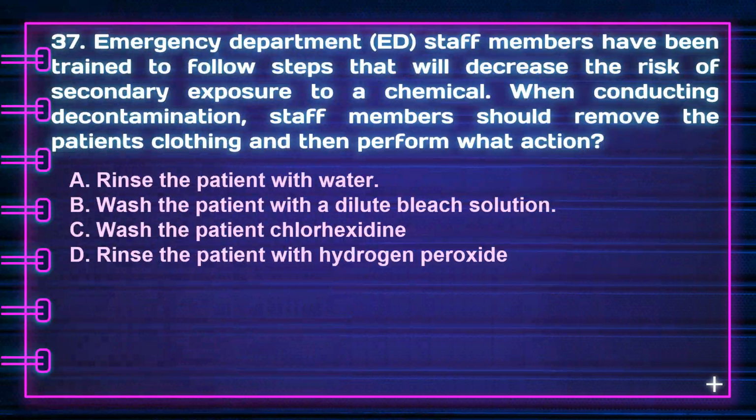37. Emergency department staff members have been trained to follow steps that will decrease the risk of secondary exposure to a chemical. When conducting decontamination, staff members should remove the patient's clothing and then perform what action? A, rinse the patient with water; B, wash the patient with dilute bleach solution; C, wash the patient with chlorhexidine; or D, rinse the patient with hydrogen peroxide. Of course, the most important thing that we need to do is use just plain water, not bleach, not chlorhexidine, and not hydrogen peroxide. Answer for 37, A. And that is it.